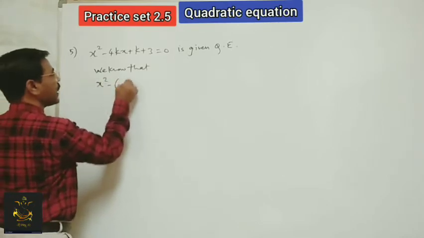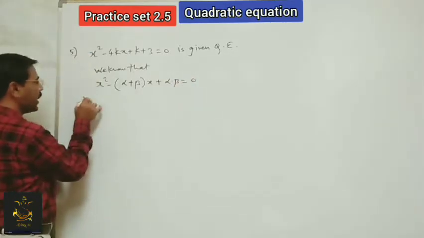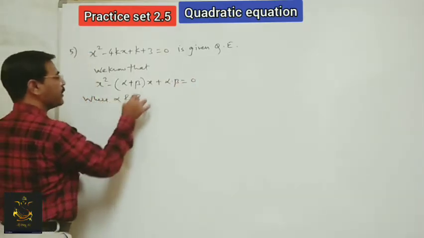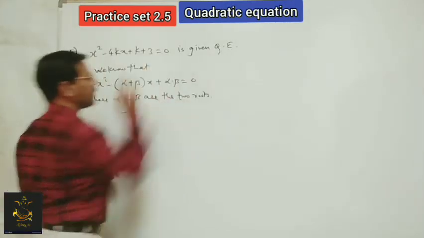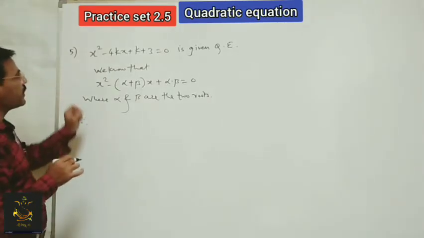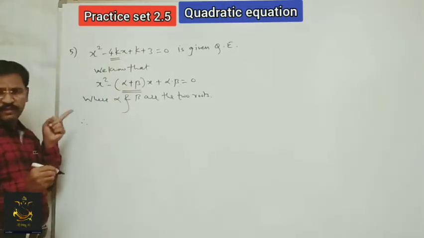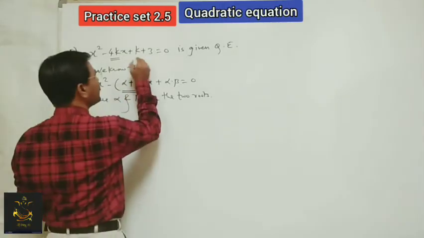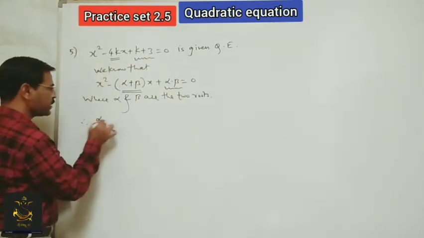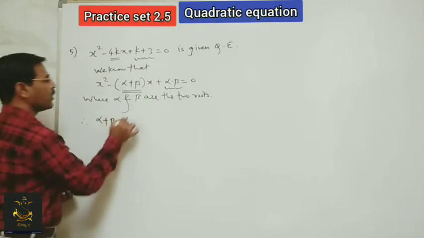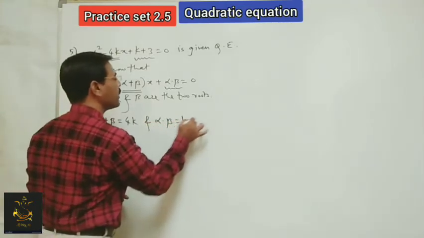x square minus (alpha plus beta) x plus alpha beta equal to 0, where alpha and beta are the two roots. Okay, now look here. If you observe here, this is nothing but 4k is equal to alpha plus beta. Can you observe here? Yes. And here, what about this one? k plus 3. This is alpha into beta. From these two, we can straightway compare. We'll get here 4k is alpha plus beta, and alpha into beta is equal to k plus 3.